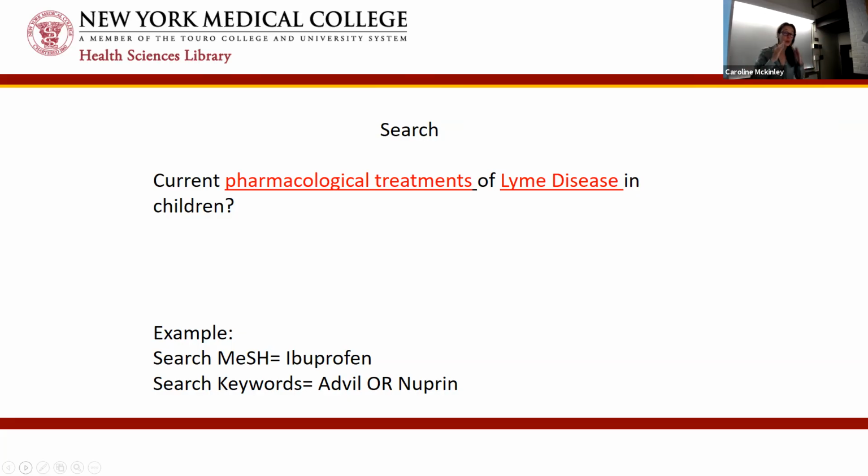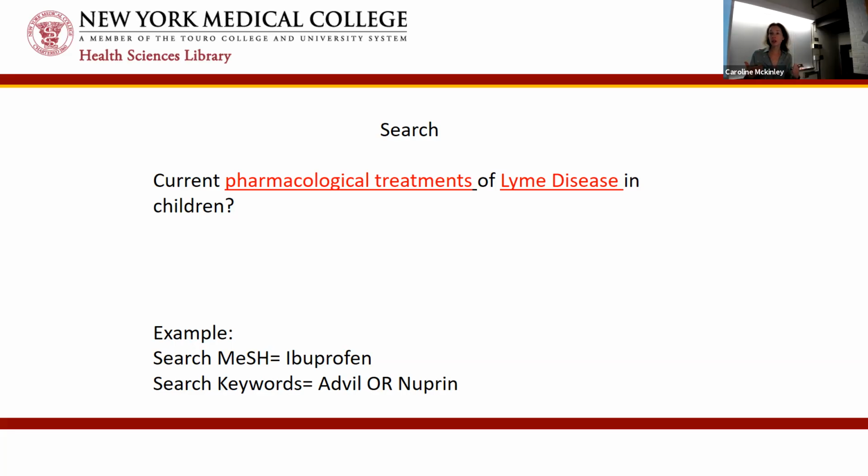So what you want to do is break this up, and search for the MeSH terms or the keywords to fill in that concept for pharmacological treatments. What is MeSH? It stands for Medical Subject Heading. It's in PubMed; in Embase, it's called Emtree. It's concept searching. It's essentially saying there's a MeSH term for ibuprofen, and if you search just the MeSH term ibuprofen, you're going to be pulling in articles that are about Advil or Nuprin.